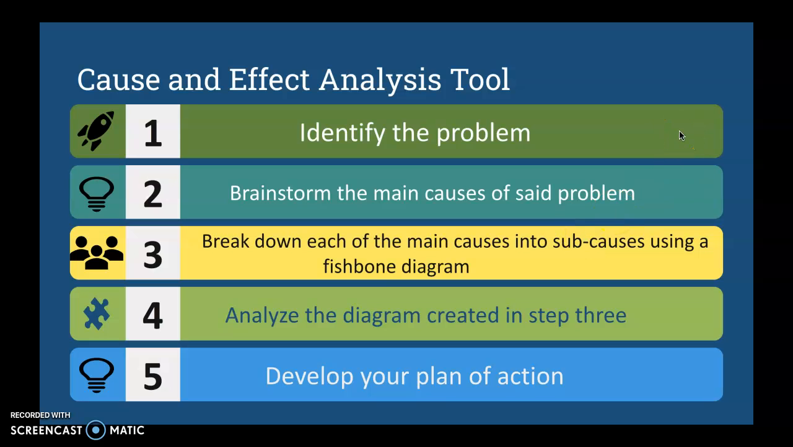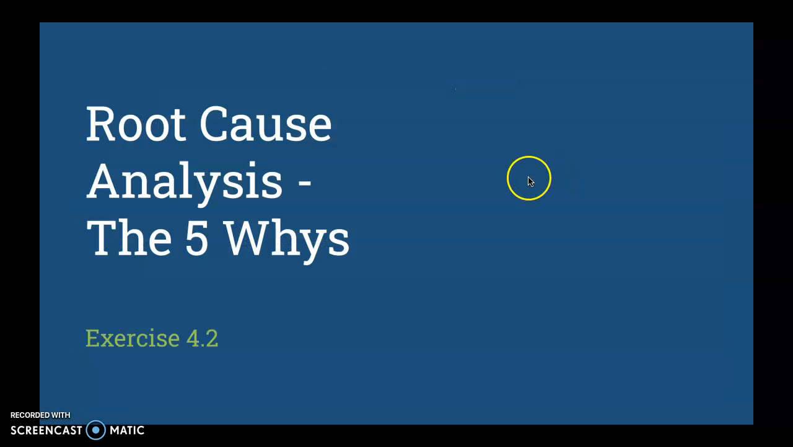And so as we can see, this is the cause and effect analysis tool. We have 5 steps for this tool. The first one is identify the problem. 2, brainstorm the main causes of said problem. 3, break down each of the main causes into sub-causes using a fishbone diagram, as we will see later. 4, analyze the diagram created in step 3. And 5, develop your plan of action.